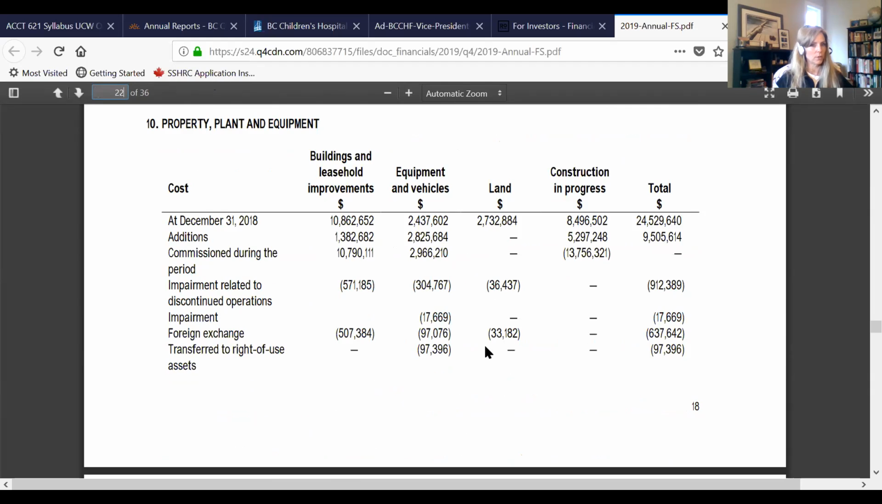So when I start to put this into place, I'm like, okay, now they've got buildings, leasehold improvements. They added some, there's an impairment, which means there's a devaluation or no more use. Maybe it was just decommissioned somehow. We don't know until we read the notes. There's equipment and vehicles. There's land, which we don't depreciate. There's construction in progress. So that means that they're adding on or there's another facility being built.